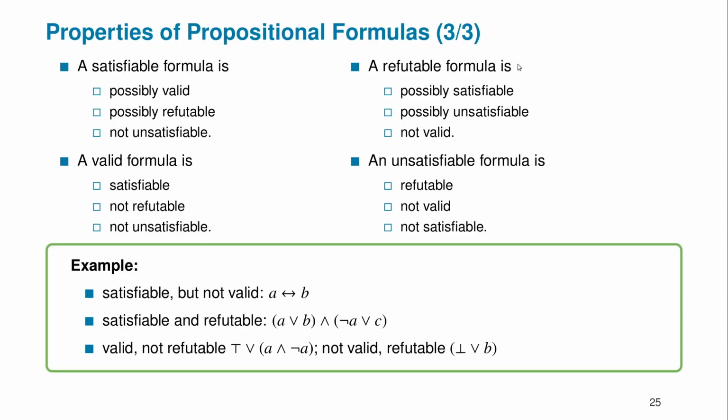A refutable formula, on the other hand, is possibly satisfiable, it's possibly unsatisfiable, but it's definitely not valid because we have at least one counter model because of the refutability property. And an unsatisfiable formula is refutable, it's not valid, and it's not satisfiable. And here we have an example of a formula that is satisfiable but not valid. A is equivalent to B. For example, if we set A to true and B to true, the formula evaluates to true. But if we set A to true and B to false, then we have a counter model. The formula is satisfiable and refutable.